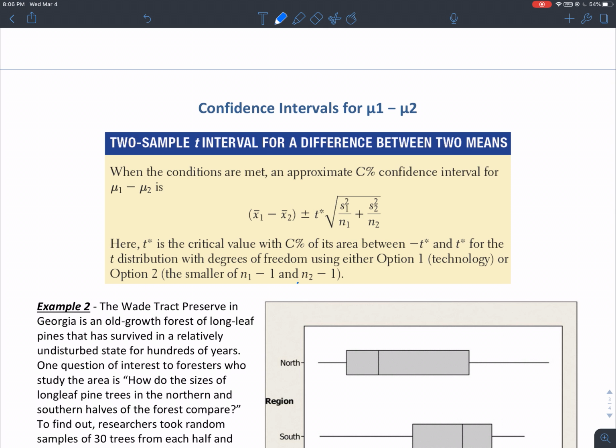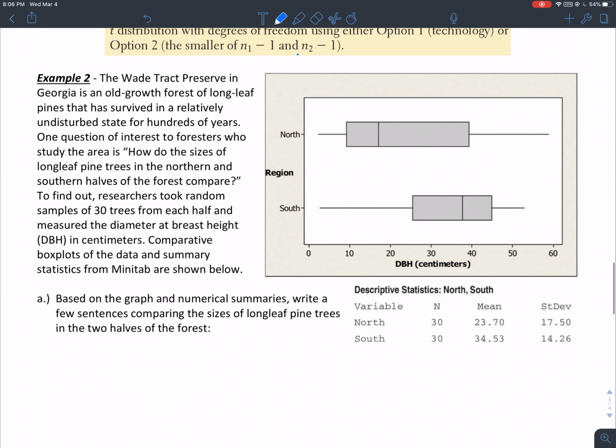Let's go and actually get in there and do one. So, it says example 2, the Wade Tract. Now, this is real. I went and looked this up, all right? This is not some made-up fairy tale. This is a real place. The Wade Tract Preserve in Georgia is an old-growth forest of longleaf pines that has survived in relatively undisturbed state for hundreds of years. So there's a lot of words here.